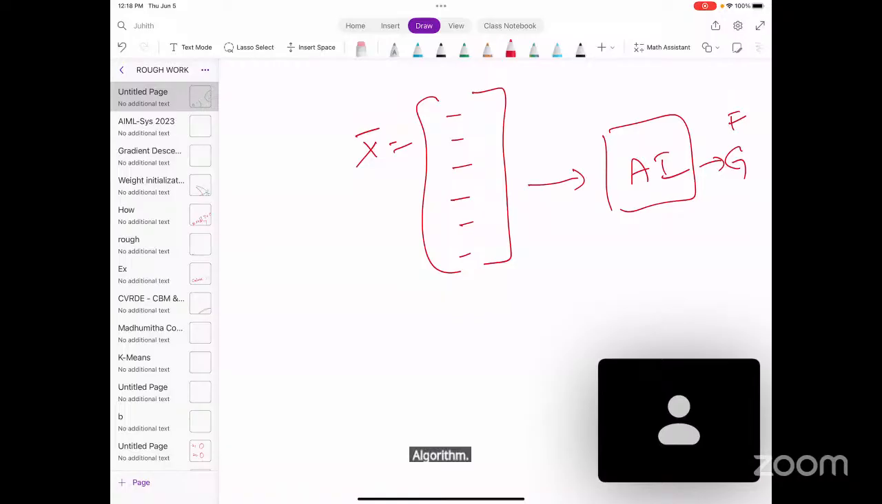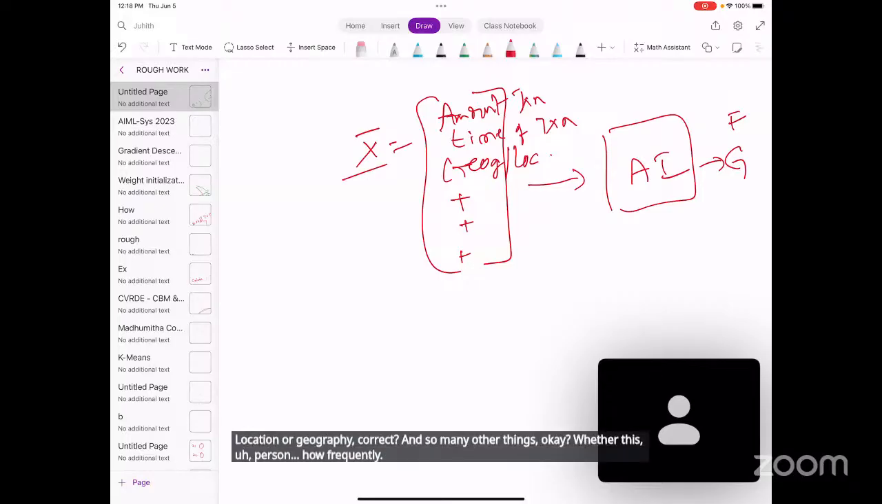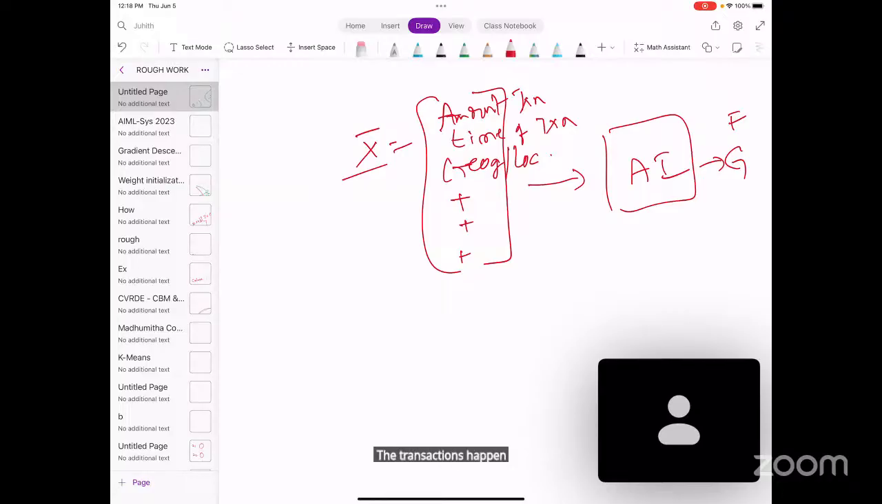The amount of the transaction, excellent. And time, sorry, the time at which the transaction is made. Time of transaction, excellent. Location or geography, correct. And so many other things, like whether this person, how frequently the transactions happen and all that, so many other features.